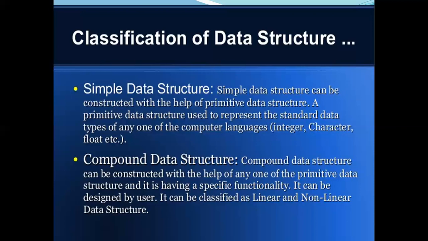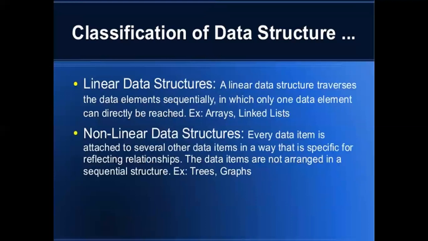It is again classified into linear and non-linear. In a linear data structure, the elements are arranged sequentially. That means location wise, first location, second location, like this it will be arranged. The examples are arrays, linked lists, stacks, queues. These are the linear data structures. And in non-linear data structures, the elements are not arranged sequentially. The best examples are trees, graphs, and files. These are the non-linear. Mainly in this data structures 2 course, we are focusing on non-linear data structures.